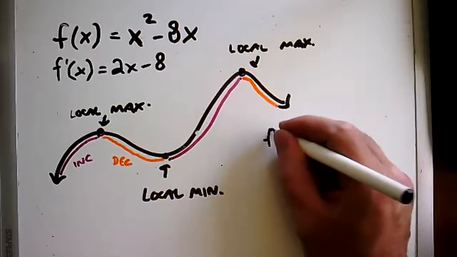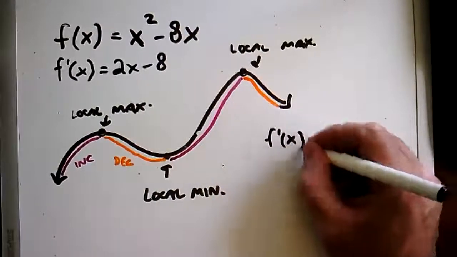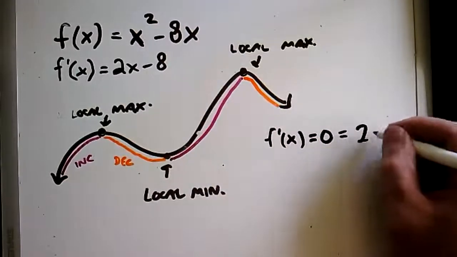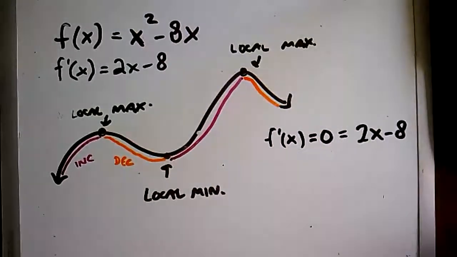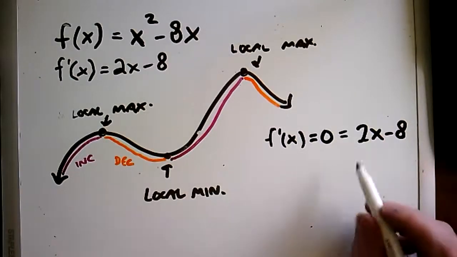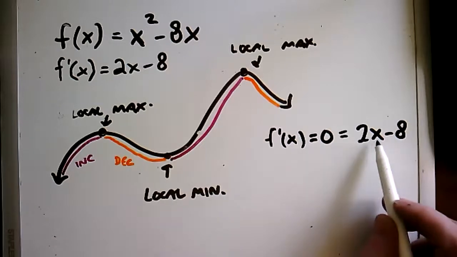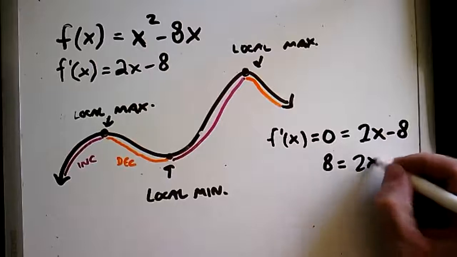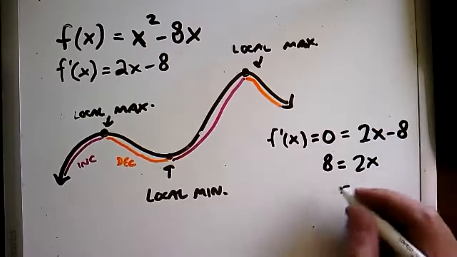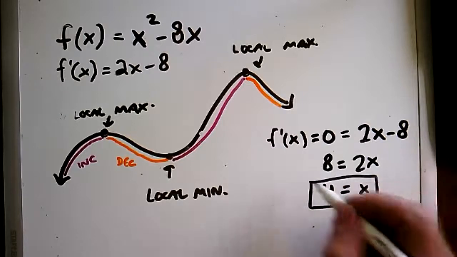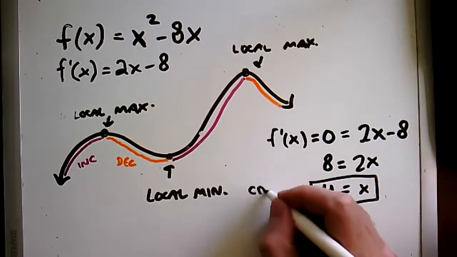So I want f prime of x to equal 0, and f prime of x is given by 2x minus 8. If I solve this equation, I will have found critical values or critical points for the function f. So solving 0 equals 2x minus 8, I'll add 8 to both sides. So 8 equals 2x, and divide both sides by 2. I have x equals 4, right? So there's a critical value.